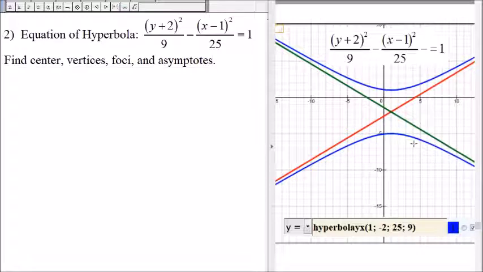And once again, the reason the branches open up and down is because we have y and then minus x. So since this is the order of y minus x, that's how we know. And so now we need to find the center, vertices, foci, and then asymptotes.